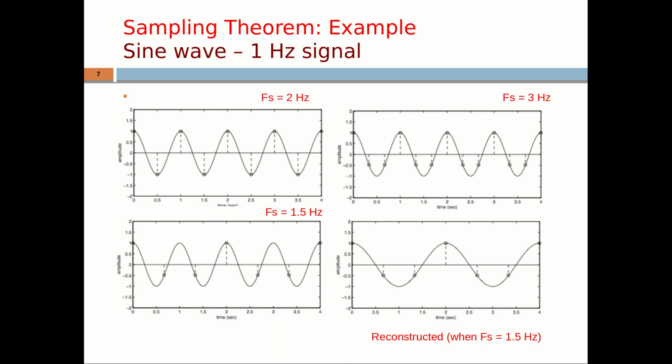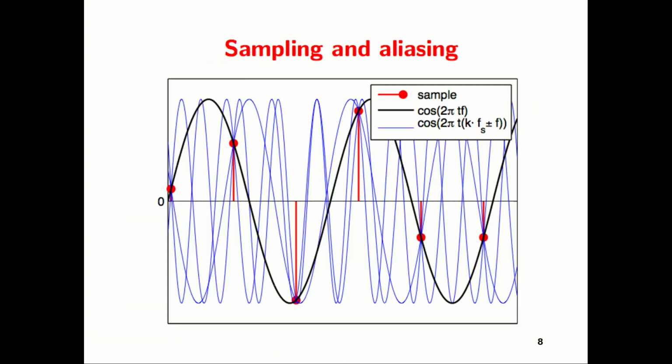Thus, undersampling leads to aliasing. This example here would help us understand aliasing in a better way. The wave in black represents the signal in which we are interested. The red dots represent the samples we have taken. The case here is that of undersampling. That is, Fs is less than or equal to 2 times Fc.